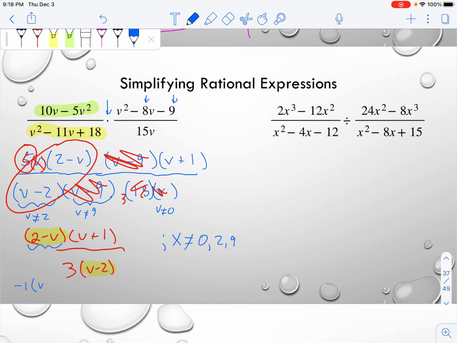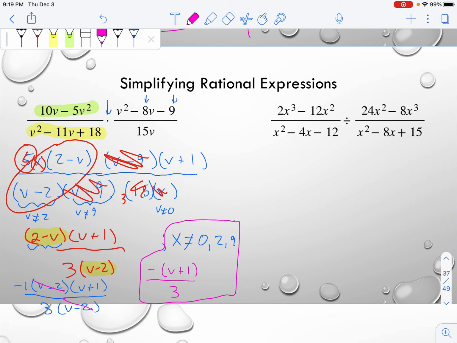If we put it in standard form, always lead with the coefficient and write in descending order, that'd be v minus 2. V plus 1 is already there, over 3 times v minus 2. And then you'll also recognize that we have this v minus 2. So your final answer is going to be -1 times v plus 1 over 3 with our domain restrictions.